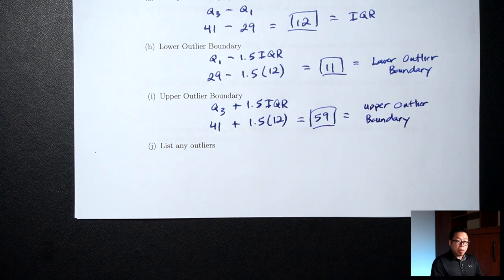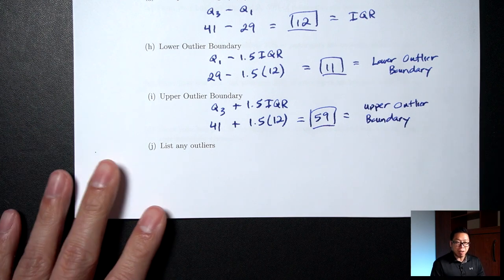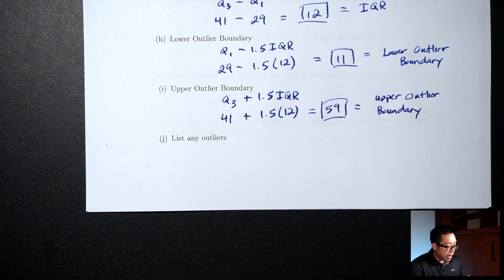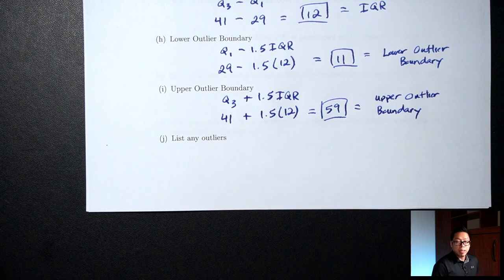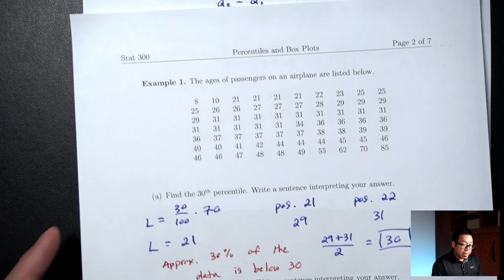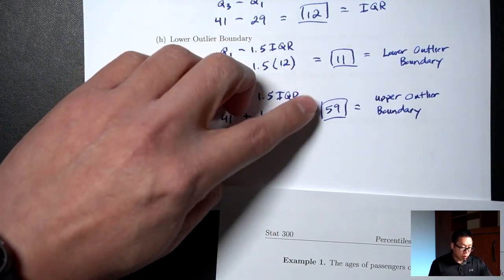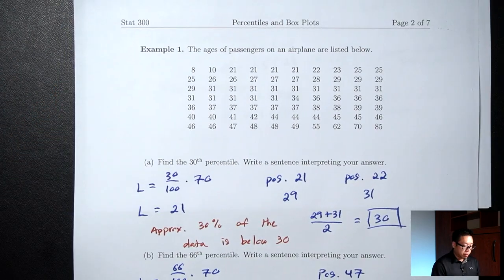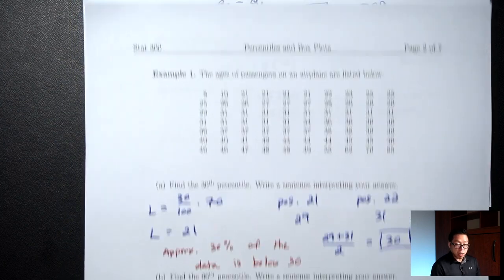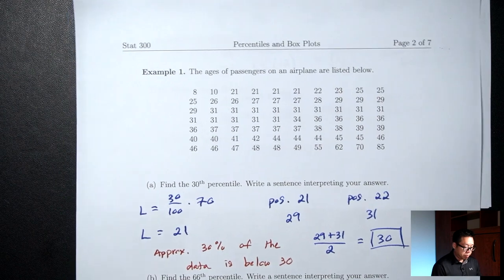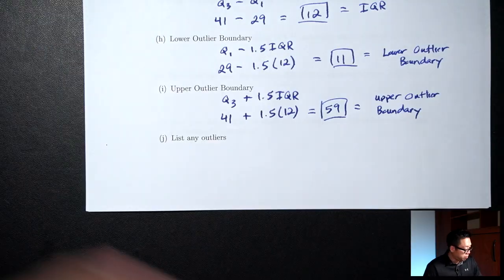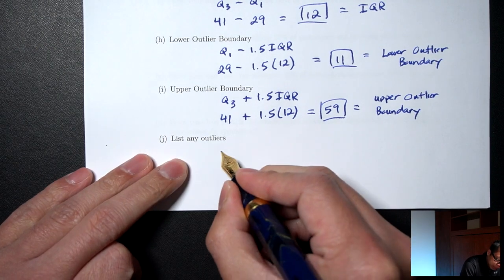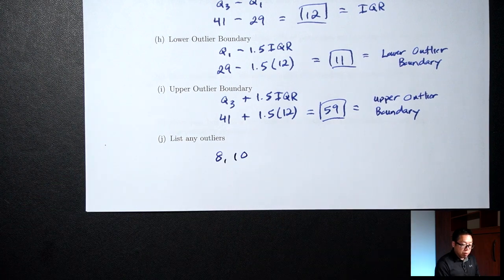Now, these lower and upper outlier boundaries have significance because they help us determine what's considered an outlier, right? That's why they're called the outlier boundaries. So any numbers in your data that are below the lower or above the upper are considered an outlier. So any data values that are below 11 or above 59 are considered outliers. Let's start with the below. Are there any data values that are below 11? Yes, 8, 10. So 8 and 10 are considered outliers. So list any outliers: 8 and 10. So those are the outliers that are below the 11.